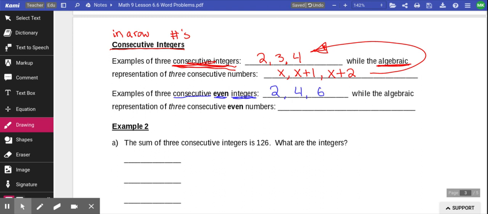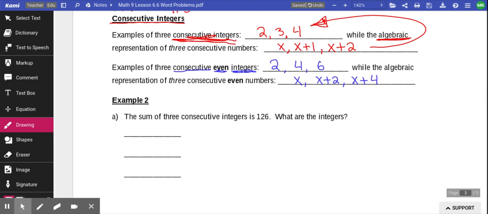So to represent consecutive even integers as algebraic numbers, I would say the first number is x. The second number, if I wanted to get from the first to the second, I would have to do x, which is the first number, plus 2 more. And if I want to get to the third number, it would be x plus 4. Right? If you think about it, x is 2. The next number that's even consecutive would be 2 plus 2, which is 4. If I want to get to the third one, it would be 2 plus 4, which is 6.